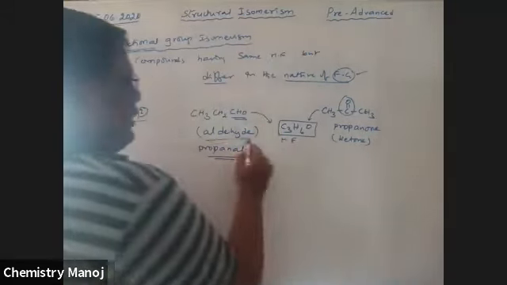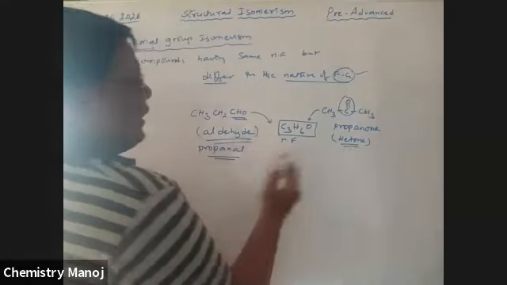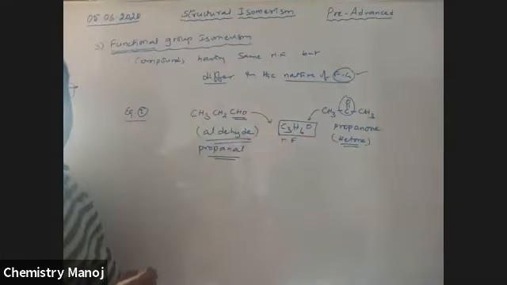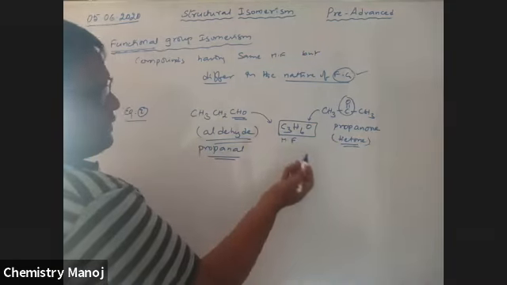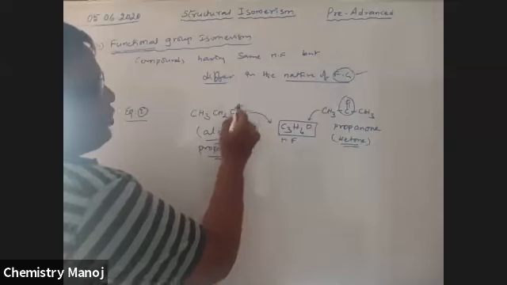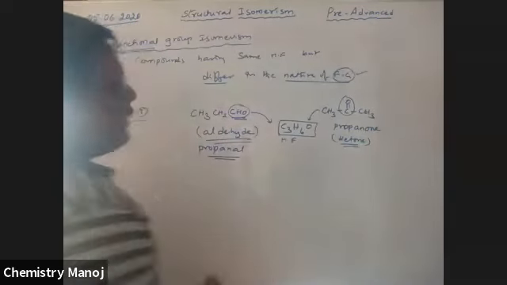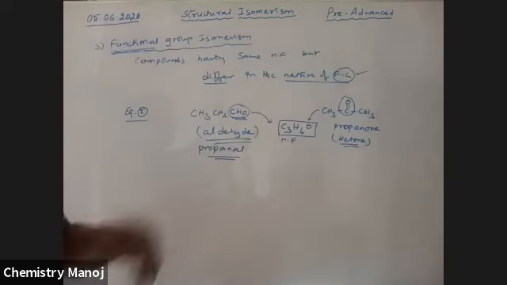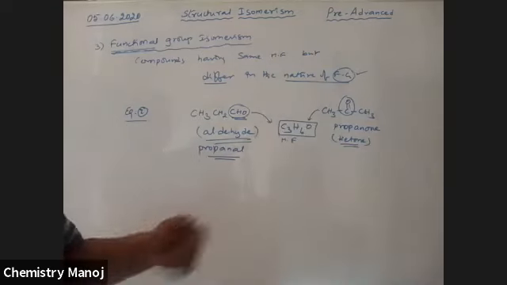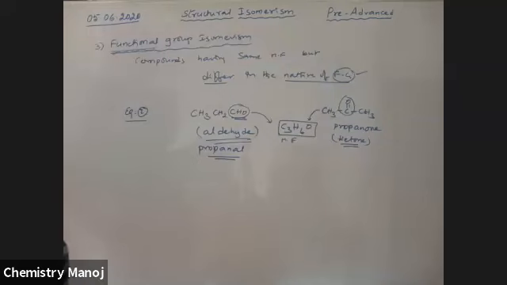So aldehyde and ketone are generally functional group isomers. Aldehydes and ketones are functional group isomers because their molecular formulas are generally the same and the classes of functional groups are different. There is an aldehyde group, there is a ketone group. Therefore, aldehydes and ketones are functional isomers. In the previous example, carboxylic acids and esters are functional isomers.